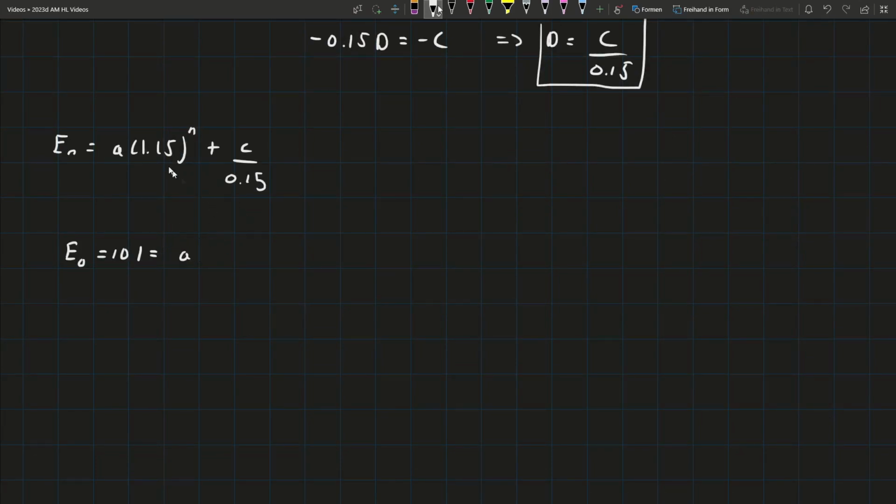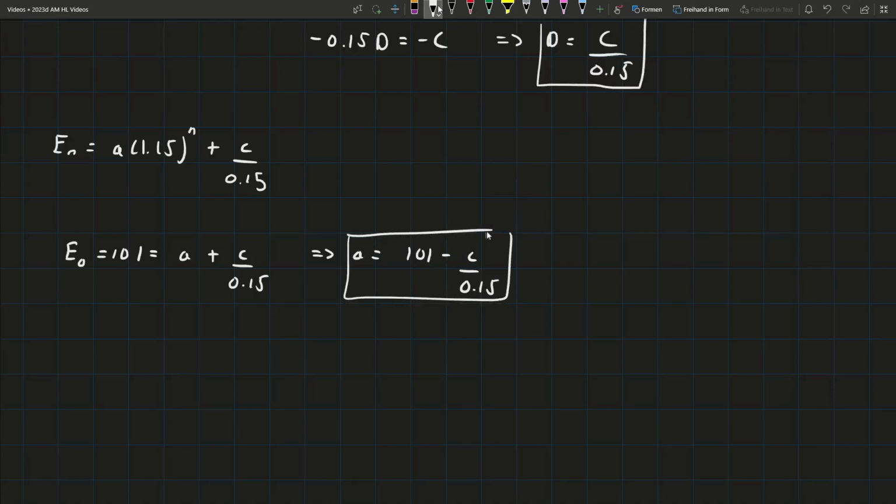So we get a times 1.15 to the 0, which is just 1, plus c over 0.15, which means that a is equal to 101 minus c over 0.15. So finally, now we know what a is, and we can replace it with something that has c in it. Now En will be a, and a is just 101 minus c over 0.15, multiplied by 1.15 to the power of n, plus c over 0.15.